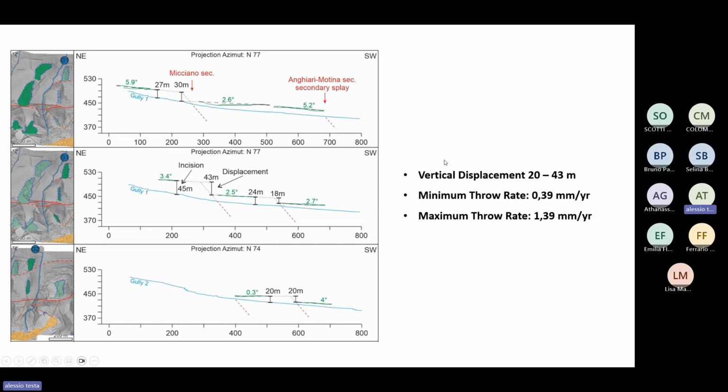Then, to constrain the vertical displacement and slip rate of the fault, we projected the risers of these paleosurfaces and the gullies on the main direction of the gullies. As you can see here, the vertical displacement ranges from 20 to 43 meters, which is also comparable with the value of incision. Using the ages that we constrained thanks to the cosmogenic nuclide dating, we obtained a throw rate ranging from 0.39 to 1.39 millimeters per year. Anyway, since we have large uncertainties, we decided to use only the slip rate from paleoseismology as input for the model.